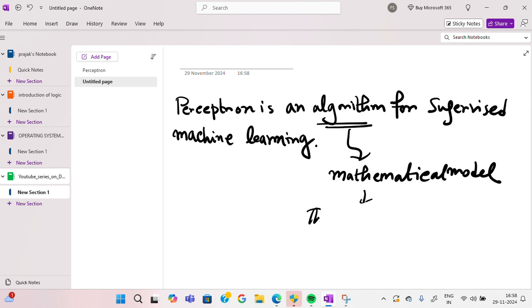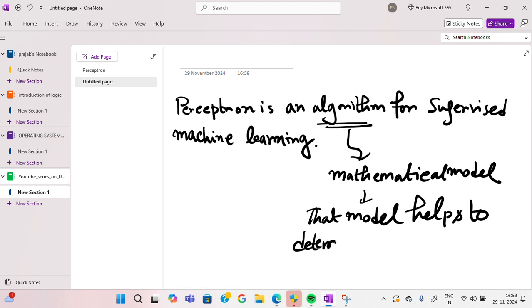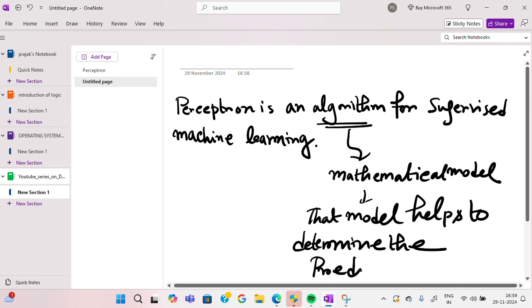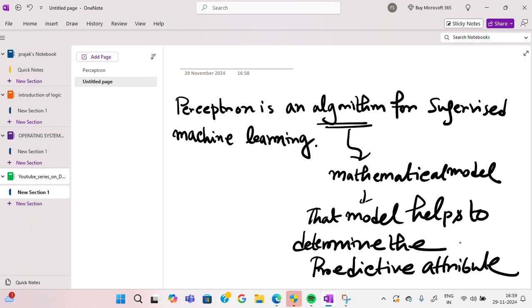That model helps to determine the predictive attribute. So basically this model is responsible for binary classification, or acts as a binary classifier. I'll come to the point later. So now let's understand how it looks.